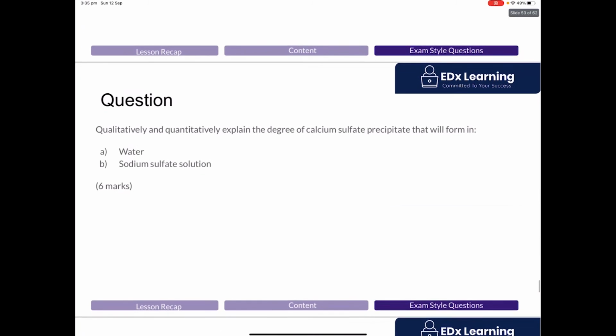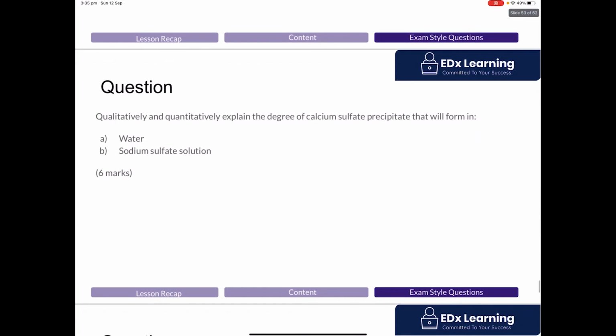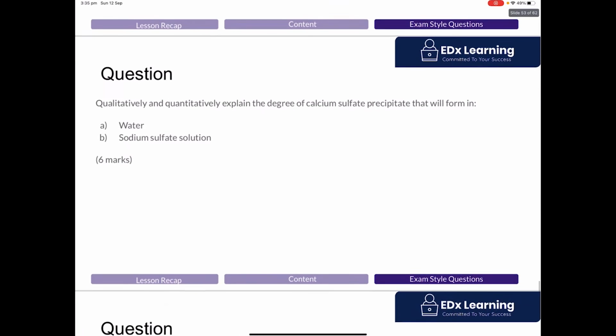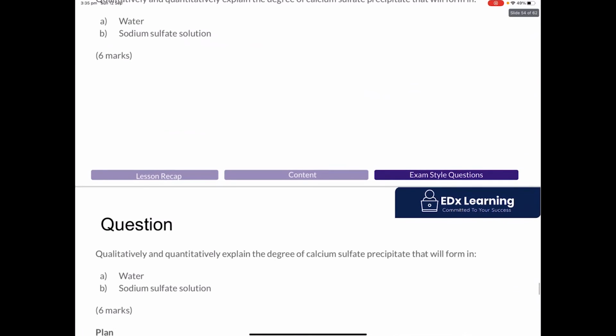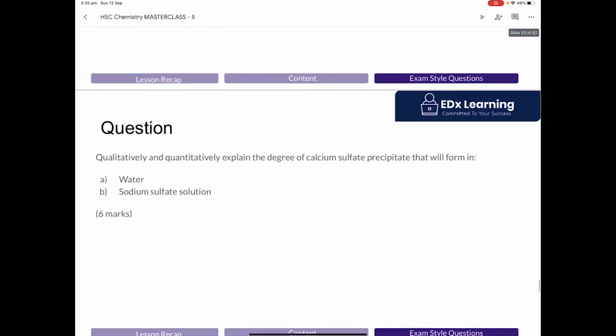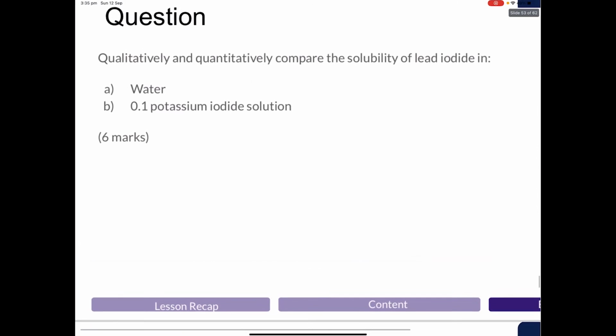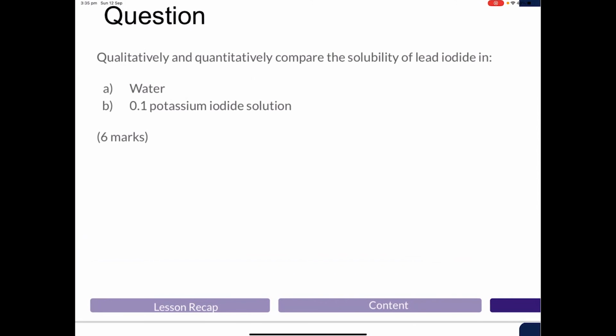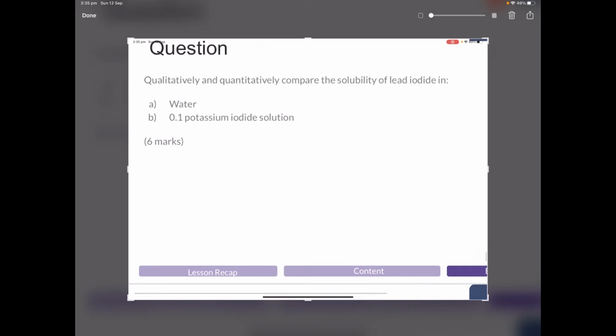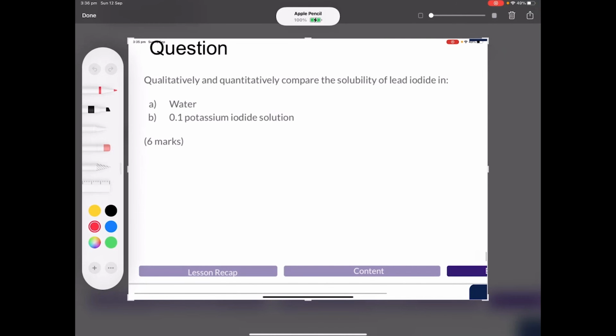So the degree of calcium sulfate precipitate that'll form in do this. No, we'll do this one. There you go. Don't worry about the qualitative, just quantitatively do it. And again, work on your speed for this question. This will probably be the final question type that.